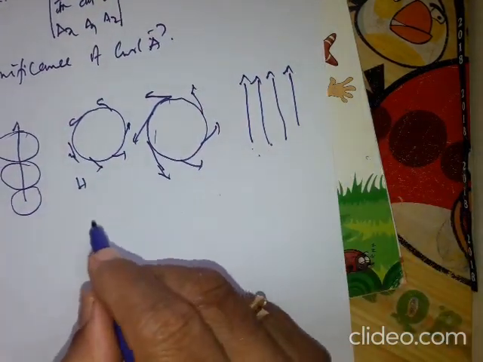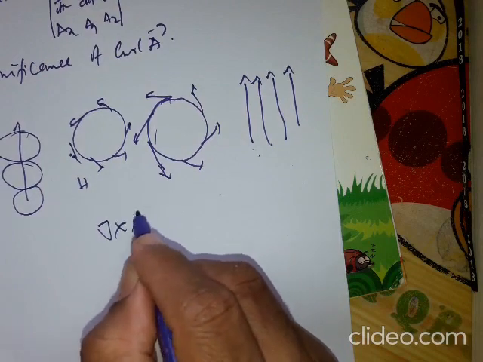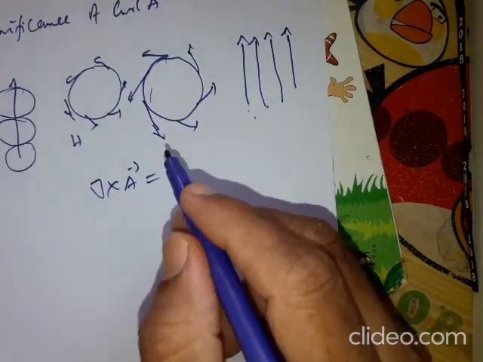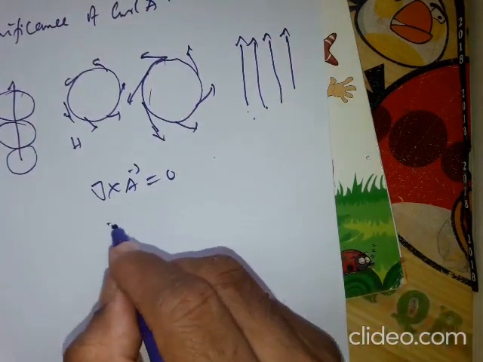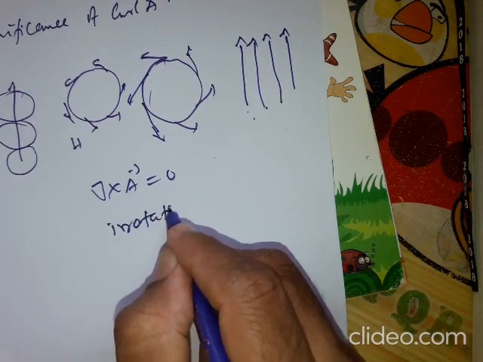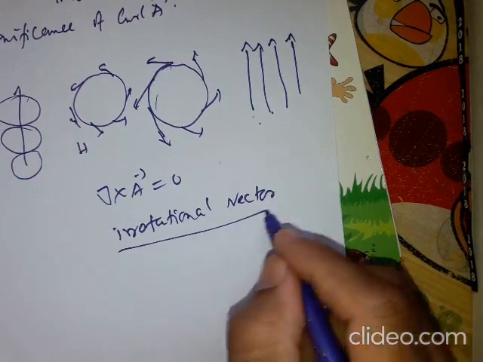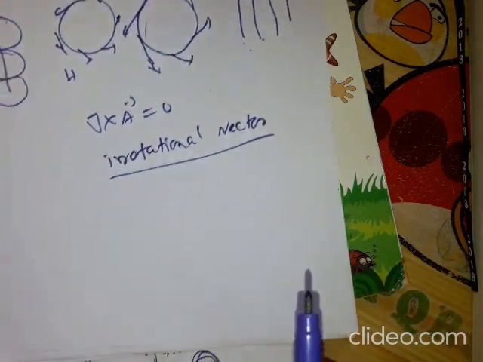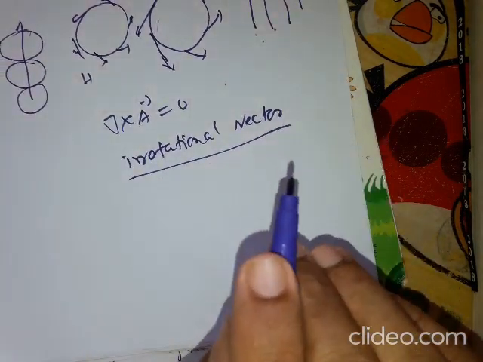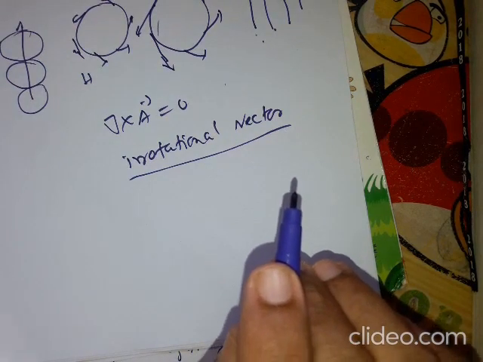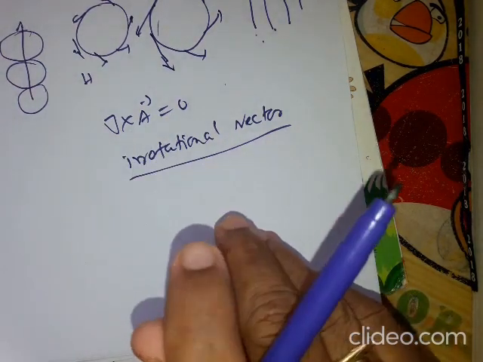And whenever the curl of any vector is 0, we call such a vector an irrotational vector. So these are the fundamentals to understand the Maxwell's equations topic better.